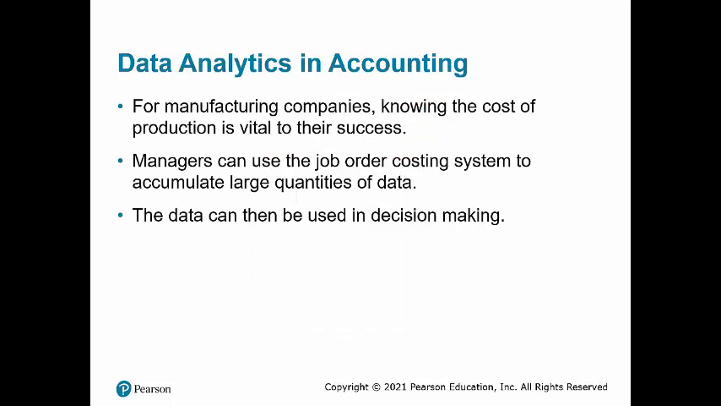And the next thing is we want to talk just a little bit about data analytics. So for manufacturing companies, as you can tell, knowing that cost of production is critical for their success. So the job order costing system does accumulate a large amount of data. So data analytics can be helpful to managers in their decision-making process. So knowing something about the environmental impacts that the company is making on the environment can help a manufacturing company to minimize any kinds of fines that they may incur by causing environmental damage.